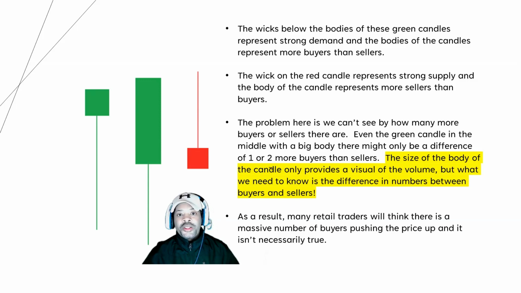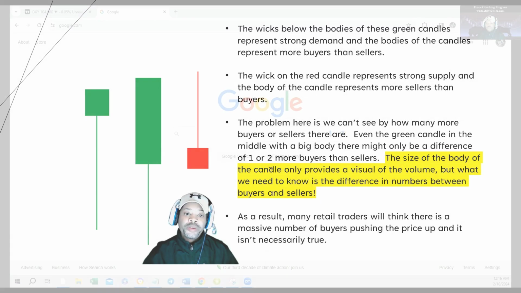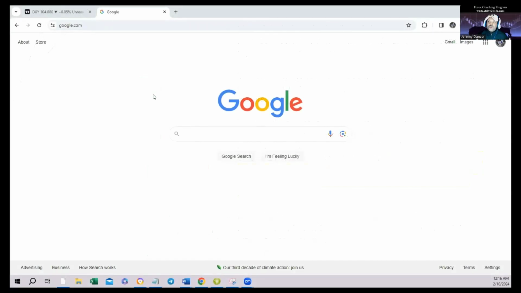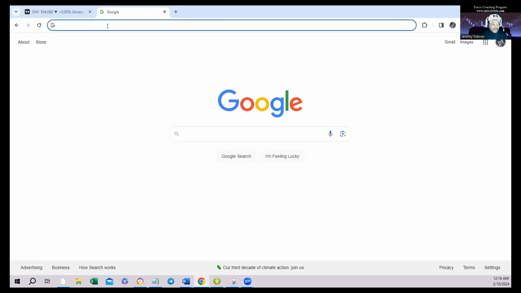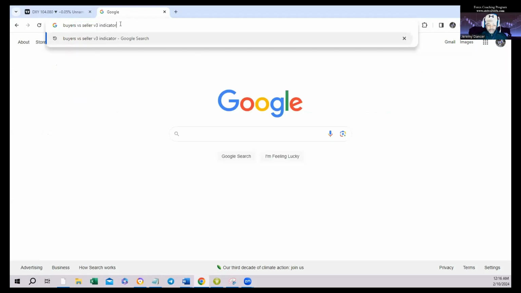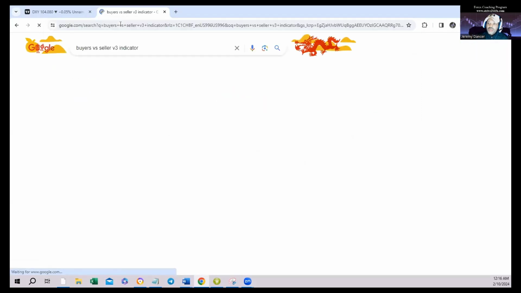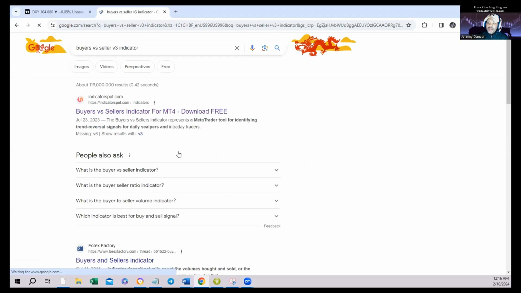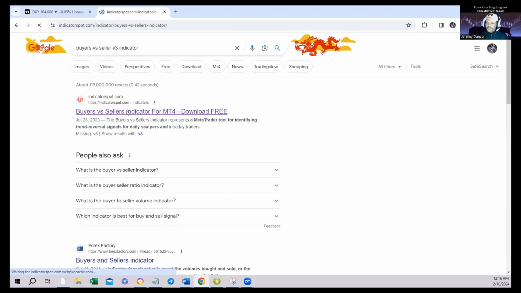All right, so now let's jump into how to install this indicator on your Metatrader 4. Okay, so the first thing you're going to want to do is just go to google.com or your search browser, and then type in buyers versus sellers V3 indicator. All right, and then just press enter. This is the easiest way to find it, and it should be the first link that pops up. So it's going to have indicatorspot.com, and then you simply click on this link.